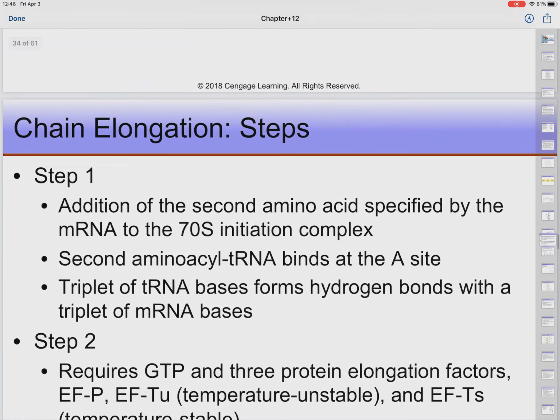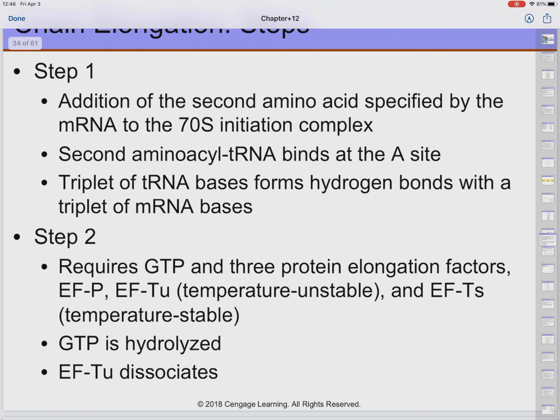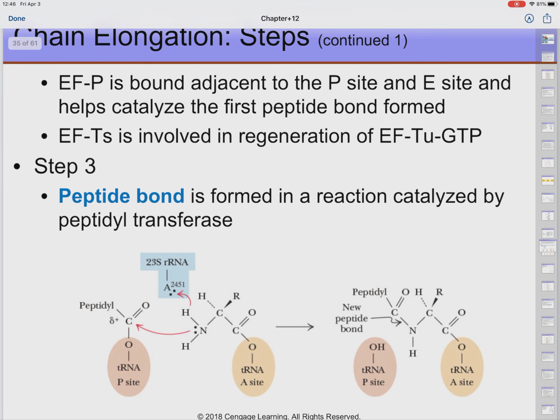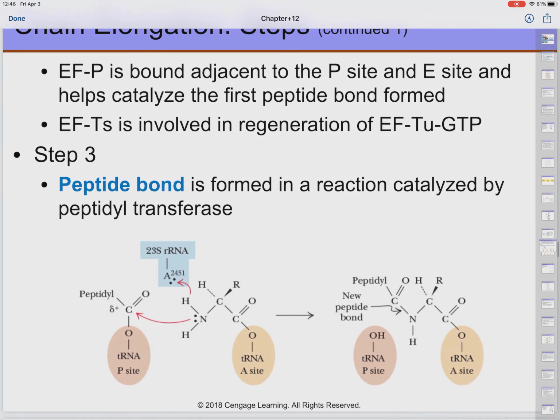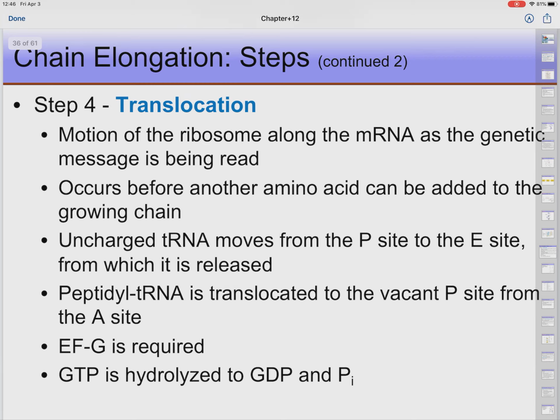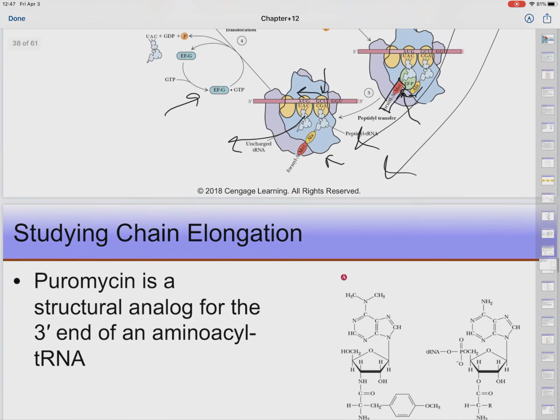Let's see what I skipped. So, talked about this. Talked about that. Mentioned those things. Here's that reaction. Nucleophilic attack. Translocation. Translocation is a step that we said moves the growing peptide from the A site to the P site.